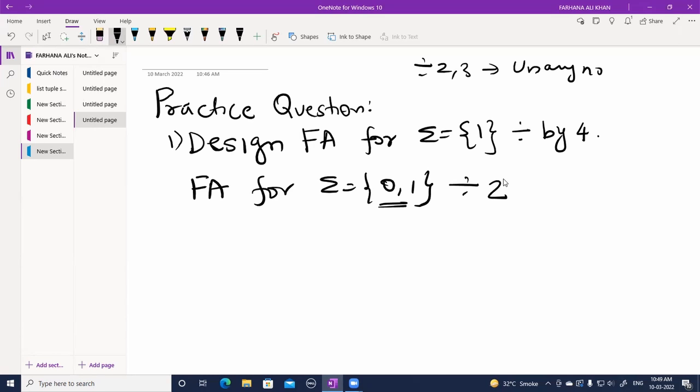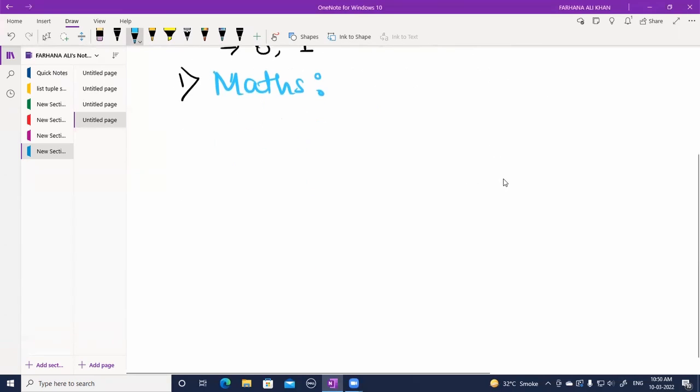As this is a binary number system, it will always contain two symbols, that is 0 and 1. So we will first solve it by the mathematical method. What is that in the mathematical method? We first have to find out the binary number system.